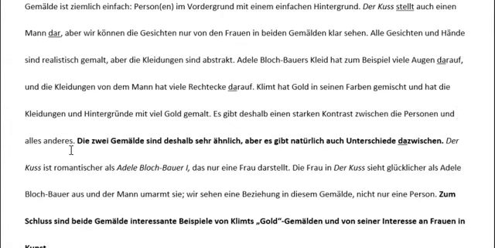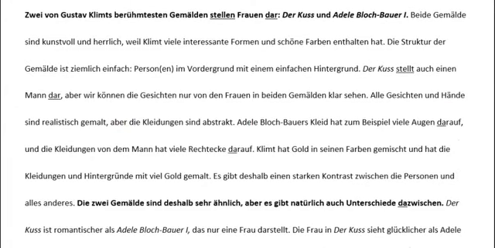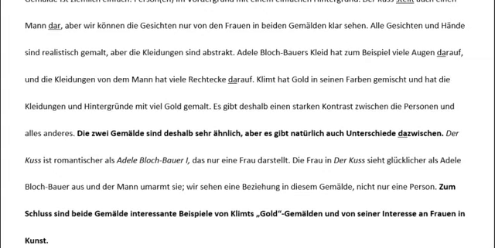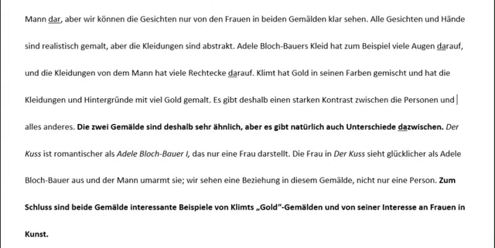Okay, so this is wrapping up that first section of our paragraph where we have been talking about a lot of the similarities. We talked about the structure, we talked about the people, talked about the contrast between the two kinds of styles of painting within each of these. Now we're going to talk about some of their differences. Die zwei Gemälde sind deshalb, they are therefore, sehr ähnlich, very similar. Aber es gibt natürlich auch Unterschiede dazwischen, differences between them.